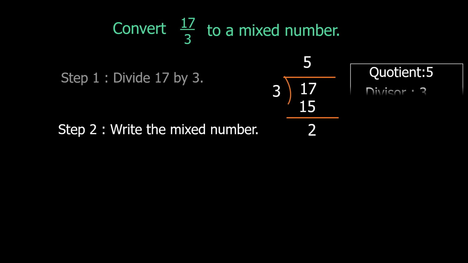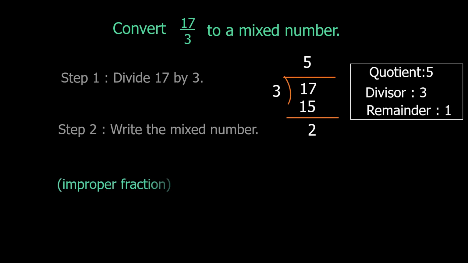So here we should write the quotient first. Okay, quotient is 5, divisor is 3. So mixed fraction is nothing but first we should write the quotient, that is the whole number. Okay, this is the whole number. So write 5 first and then remainder in the numerator, and 3 in the denominator. So here 17 by 3, 3 is in the denominator. In the mixed fraction also 3 should be in the denominator. It won't change. Okay. So quotient will come as the whole number.